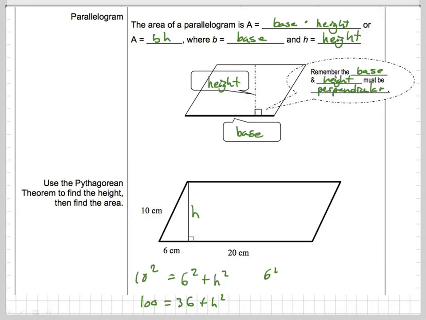Come on, check me. Okay, and then I take the square root of both sides, and so I get 8. My height equals 8. Now I'd be able to find the area. Just for fun, what's the base? It's 26. You have to add the 20 and the 6. So it's 26 times 8, and that would give you the area of this parallelogram.